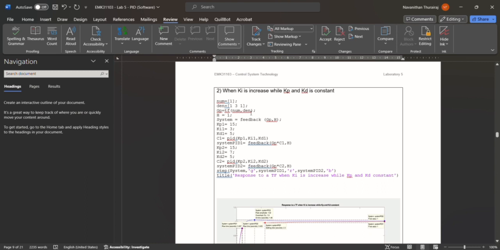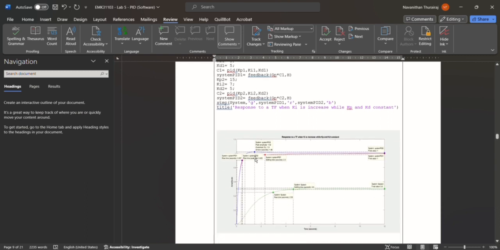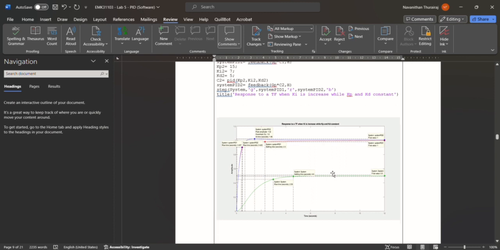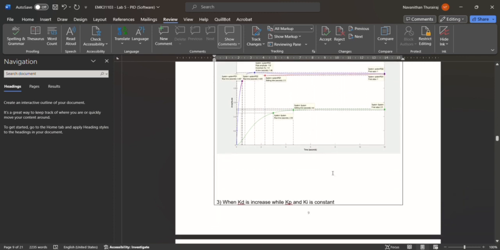And this is when Ki is increased while Kp and Kd are constant. The numerator and denominator are the same. H is 1, Kp1 is 15, Ki is 3, Kd is 5, Kp2 is 15, Ki2 is 7, and Kd2 is 5. This response is for TF when Ki is increased while Kp and Kd are constant.